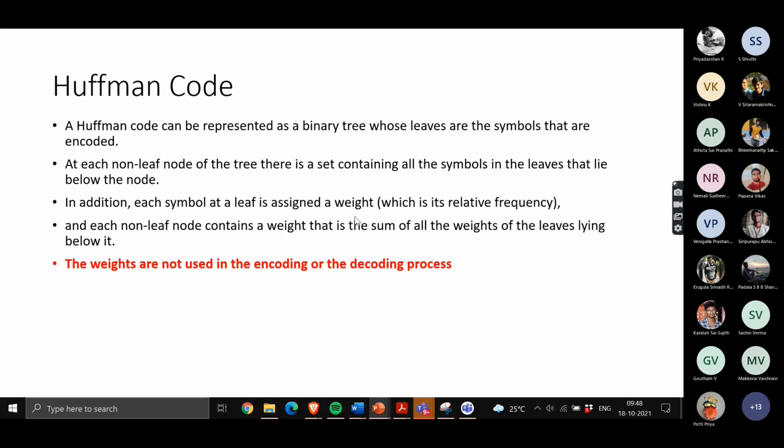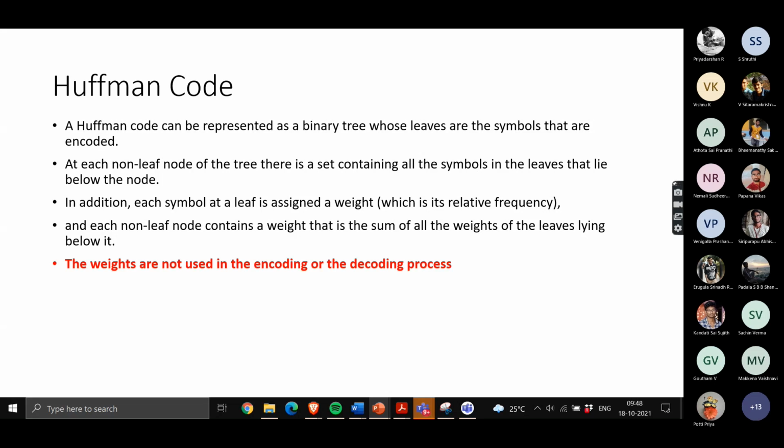Okay, so if you look at any node, the node will have a symbol as well as the weight, the frequency, how many times it is occurring in the given message. Okay, so this is for the leaf nodes. In the case of a non-leaf node, the non-leaf node contains a weight that is the sum of all the weights of the leaves lying below it. For example, a parent has a left child and a right child, and for the left child you assign the symbol and weight, and for the right child you assign the symbol and weight, and you add both weights and put it in the parent node.